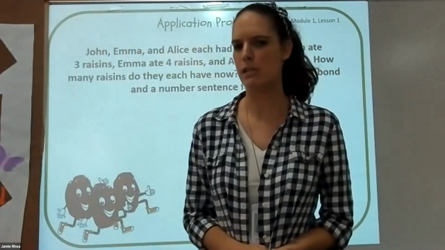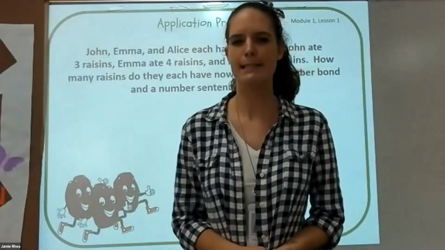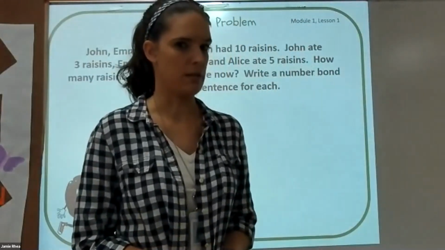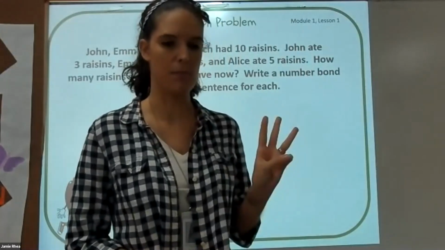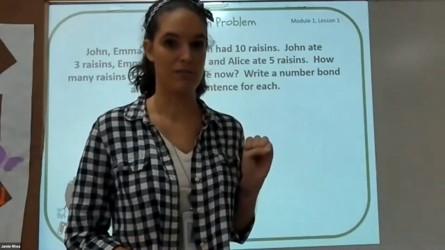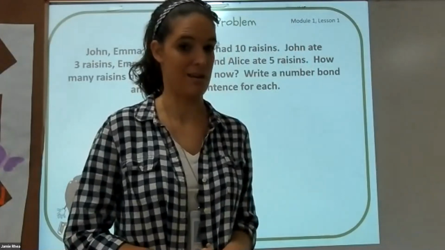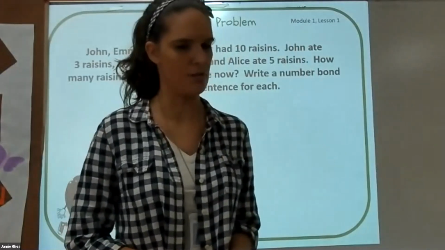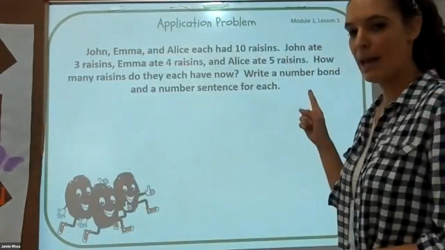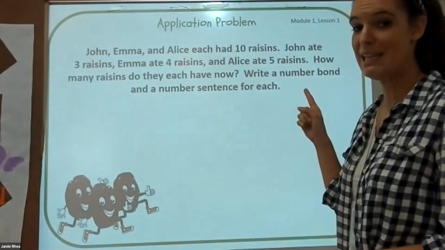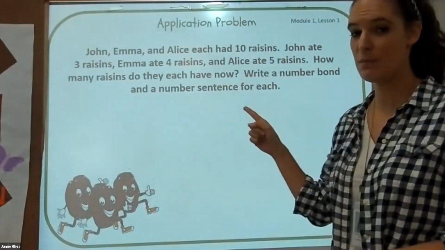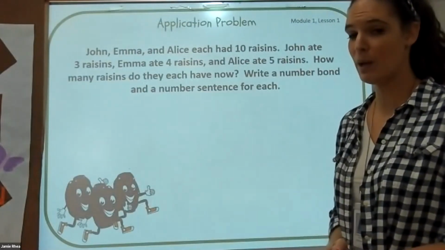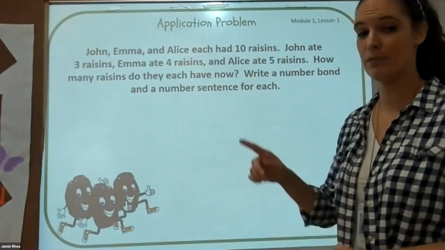Something's a little fishy here. This sounds very similar to an application problem we've already done, where we had 3 people and we had to solve to find out how many pencils they had. So let's look back and see what we have to do to solve. We have to make a number bond for each person, and we have to make a number sentence for each person.